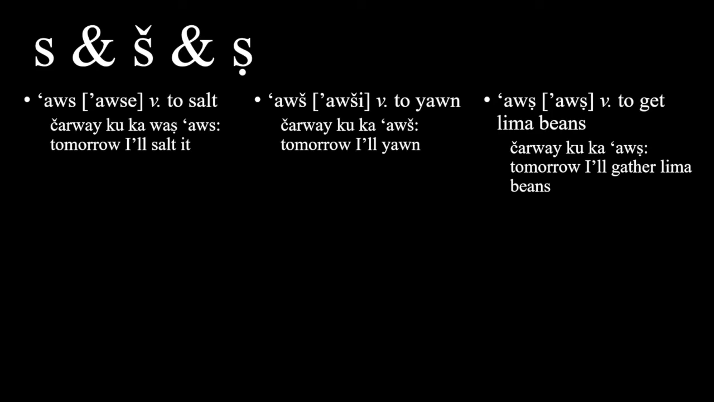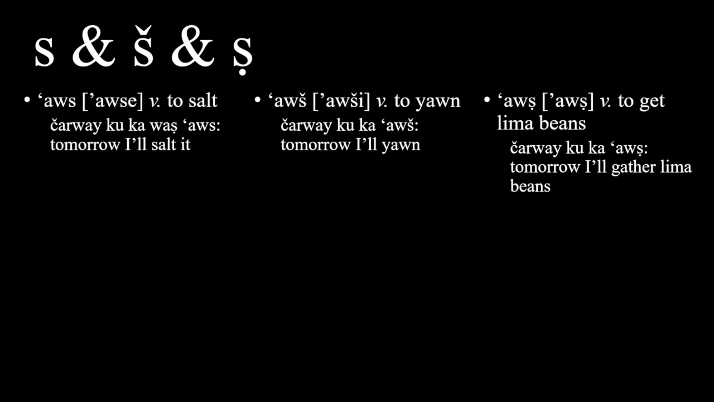They are all verbs. They have different hidden vowels, but in the future tense, you don't usually put the hidden vowel. So charoy kuka wash aus, tomorrow I'll salt it. Charoy kuka aus, tomorrow I'll yawn. Charoy kuka aus, tomorrow I'll gather lima beans.